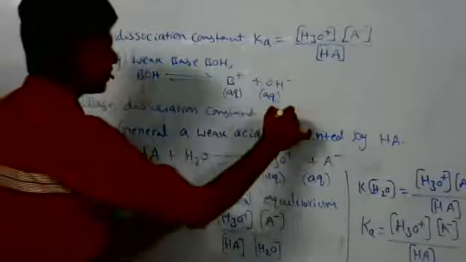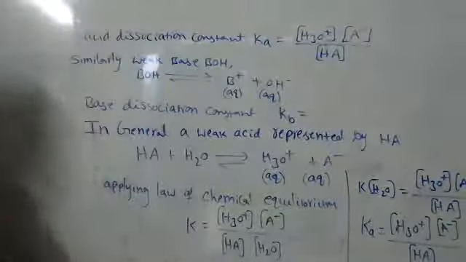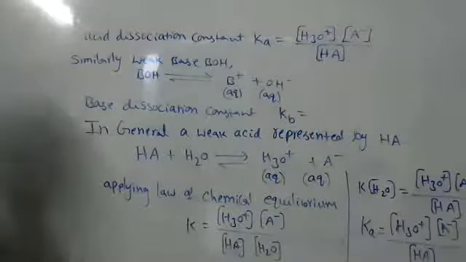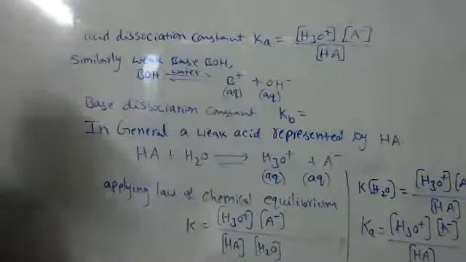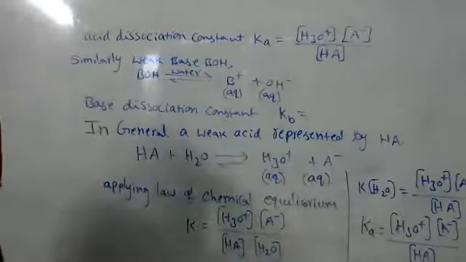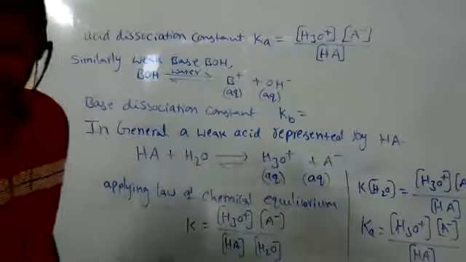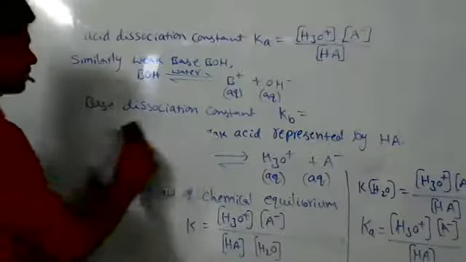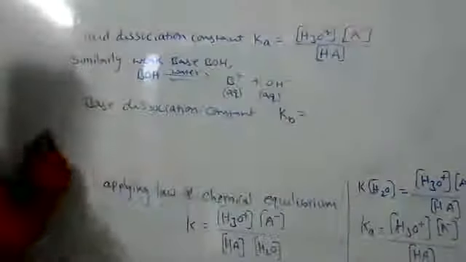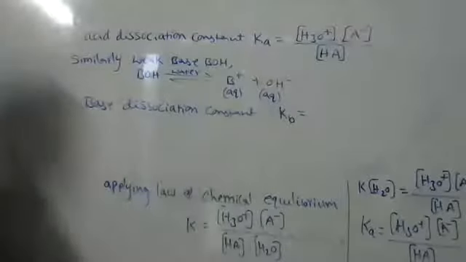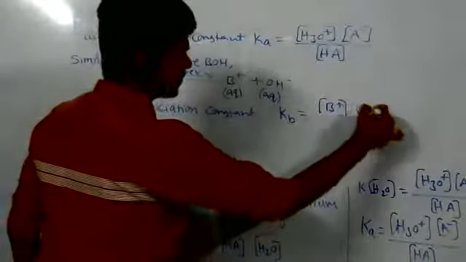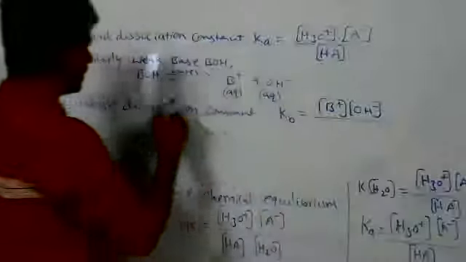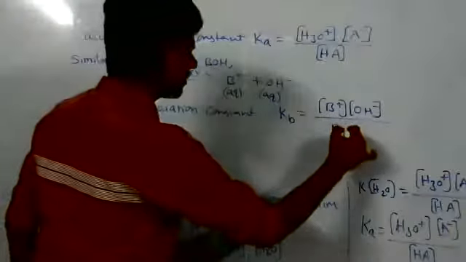Sir, I have Kb is equal to, yeah, tell me. Sir, why aren't we writing BOH plus H2O? We can write this here. I didn't mention it, you can write it on the arrow mark, or you may write water. Okay, sir. Few parents are inquiring about this. Kb is equal to B plus concentration into OH minus concentration divided by BOH concentration. That's all.